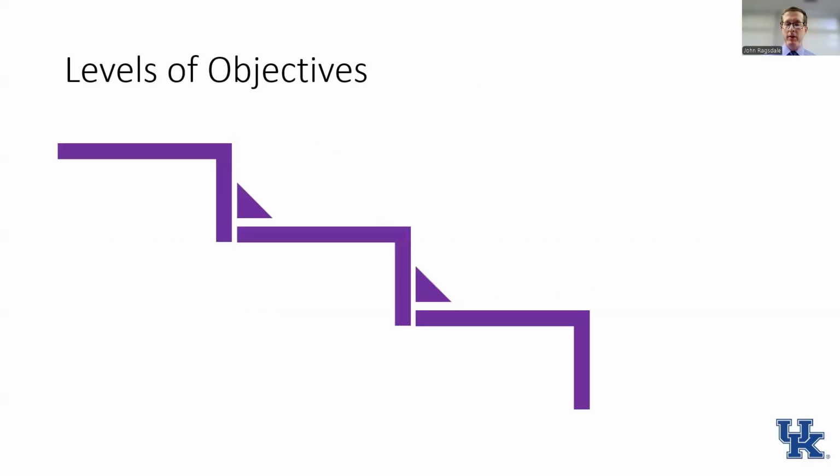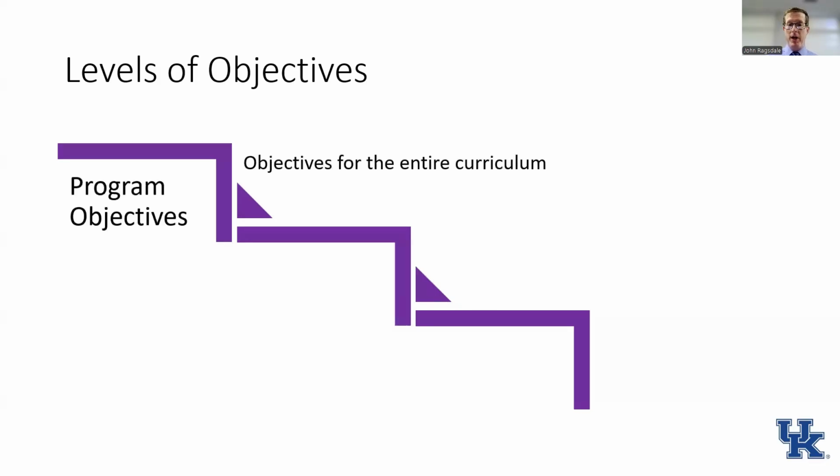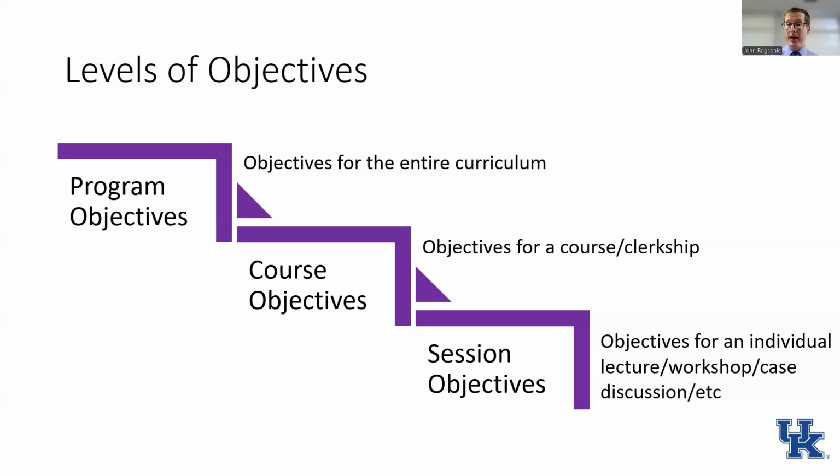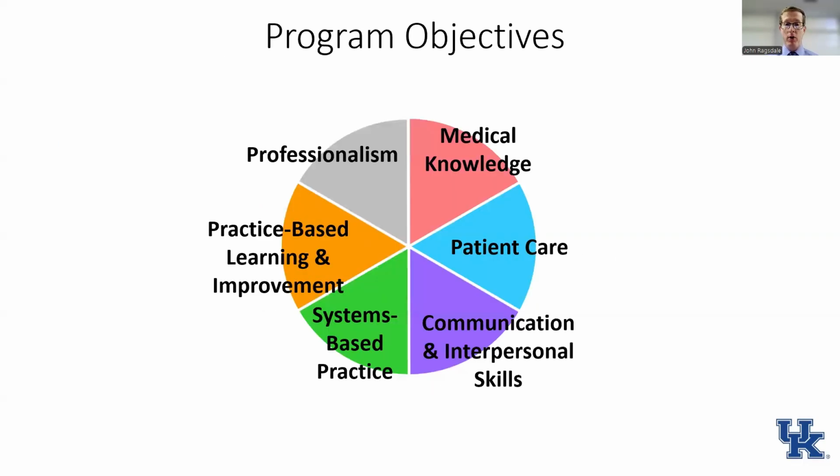And so as we think about learning objectives, there's really different levels of learning objectives that we talk about. So we talk about program objectives, which are objectives for our entire curriculum that govern all 4 years of the MD program. Then we have course objectives. So that's objectives for a specific course or a specific clerkship. That's guiding what's going to happen within that course or clerkship. And then there's session objectives. So those are objectives for an individual learning activity or an individual teaching session. These are objectives for a lecture or workshop or case discussion. And so we have different levels of learning objectives that are all important.